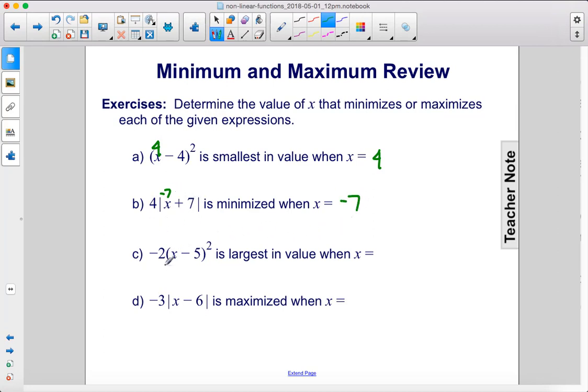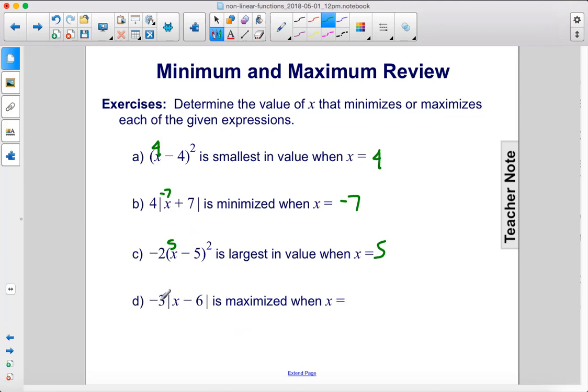negative 7. Here, -2(x - 5)² is the largest in value when x equals, well, x would equal 5, therefore this part would be equal to 0, and that's going to be the largest that it can possibly be. So the answer is 5.